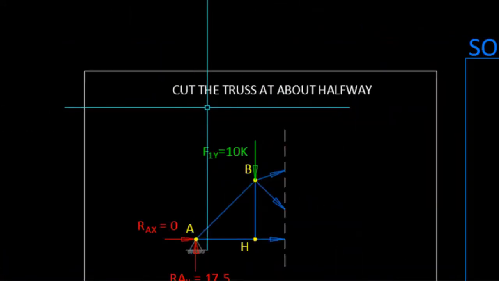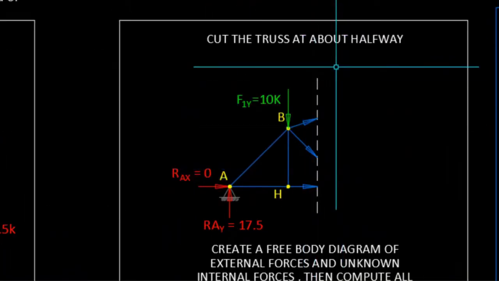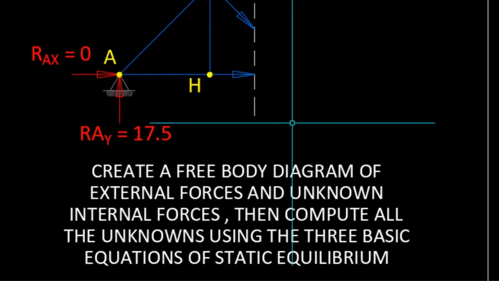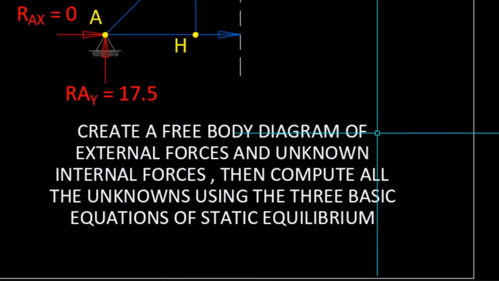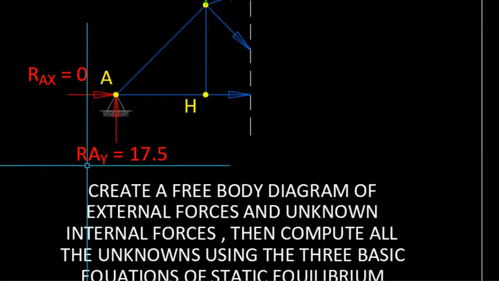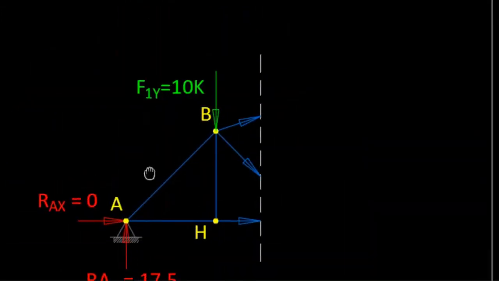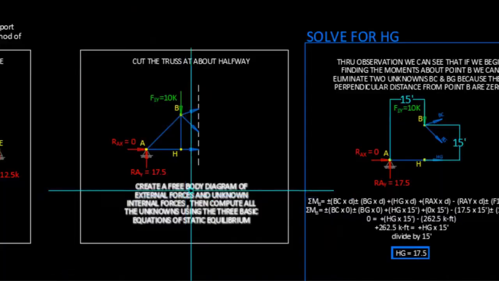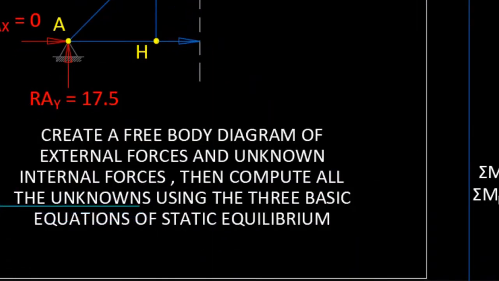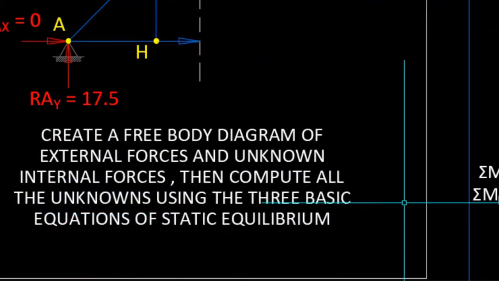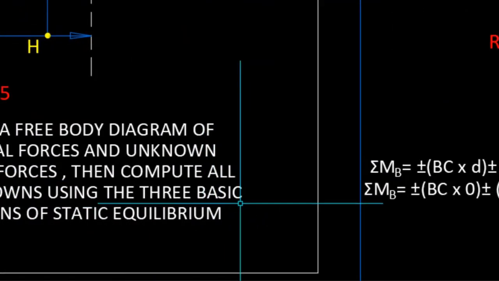So moving on, we're going to cut the truss at about the halfway point, going through the forces that we are being asked to solve. We will create a free body diagram of the external forces, RAX, RAY, and F1Y in this case, and the unknown internal forces. And then we're going to compute all the forces using the three basic equations of static equilibrium. Note that these are the forces that are best applicable.